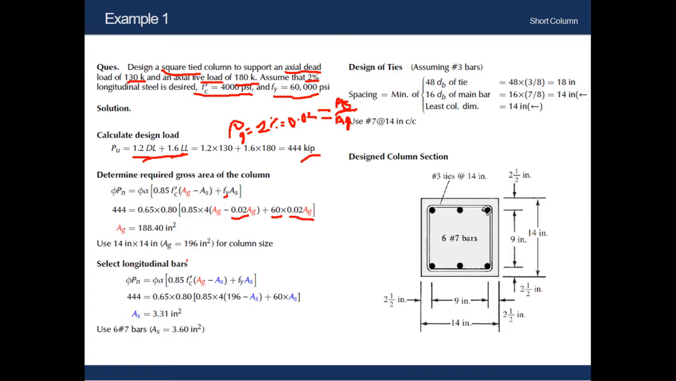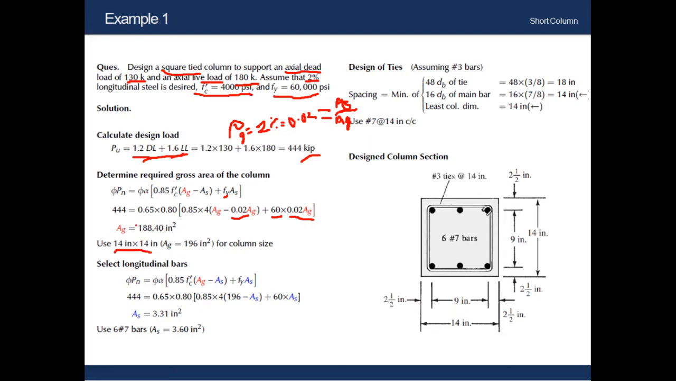So that means we have already calculated the gross cross-sectional area, which is 188.40. So the column that is required to carry this load of 444 kip should include an area of 188.4 inch square at least. In order to get the dimensions, as we are asked to determine the square tied column, we just need to take the square root of this answer, and this way we can calculate the dimension.